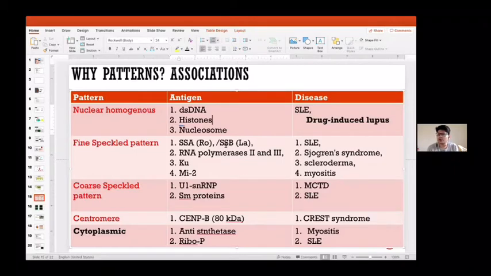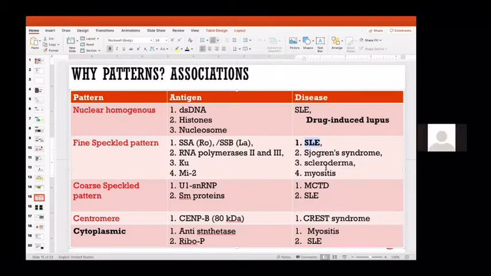Okay. The second pattern we discussed, the fine speckle pattern, the targeted antigens are, you remember this for sure, Ro La or SSA and SSB. Ro is the second name for SSA, and La is the second name for SSB. SSA means Sjogren syndrome A, and SSB means Sjogren syndrome B. So definitely your diagnosis will have Sjogren syndrome in the picture. Other antigens can be RNA polymerase, Mi-2. You can remember this if you want to, but I will give you the Harrison table at the end. That is the bare minimum to remember. This you can remember for interest. The associated diseases are SLE, Sjogren's syndrome, scleroderma, and myositis.